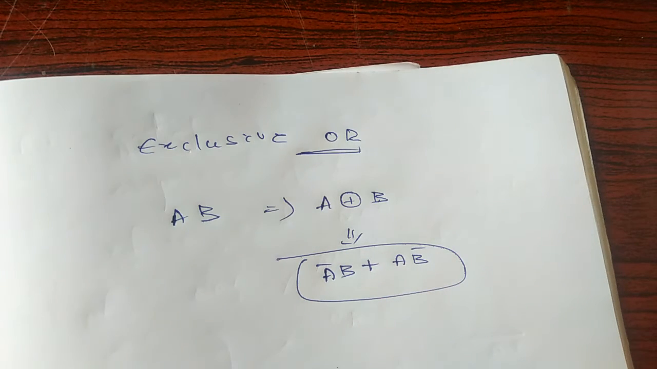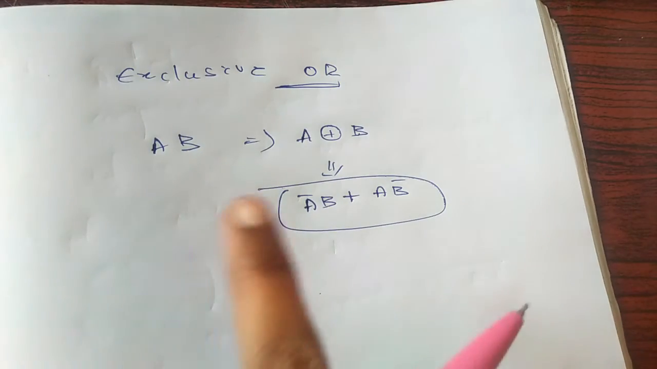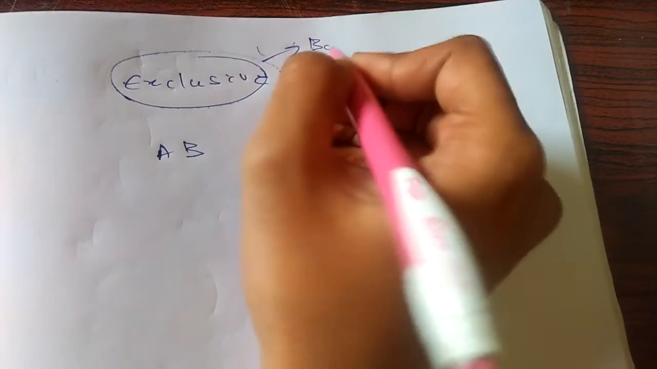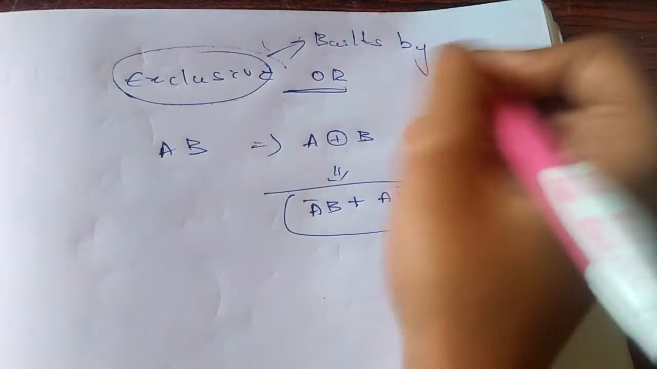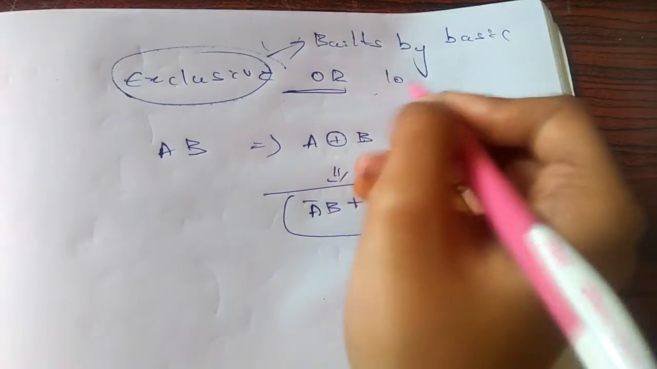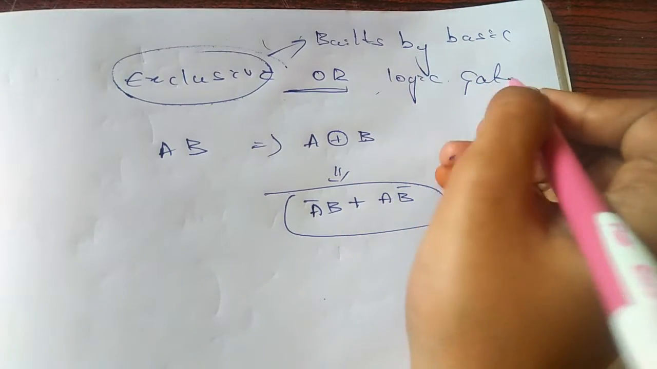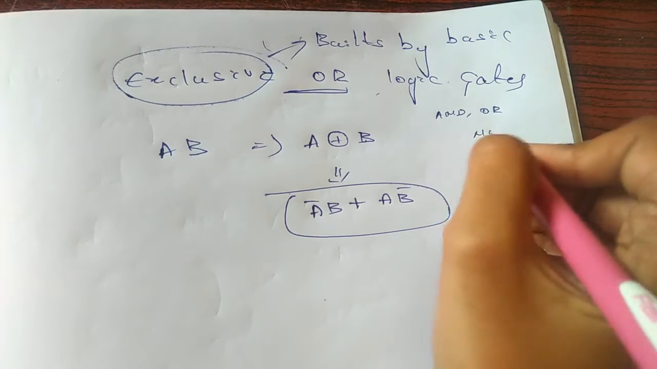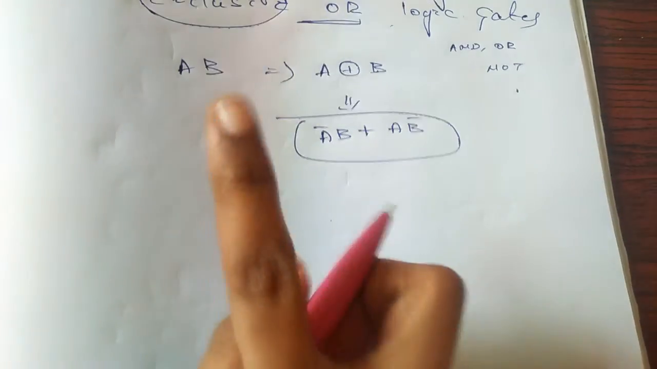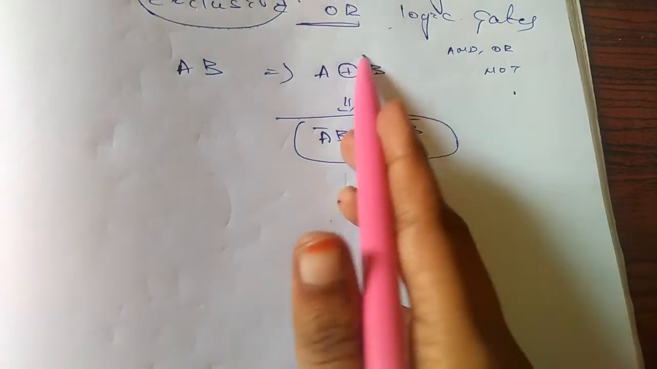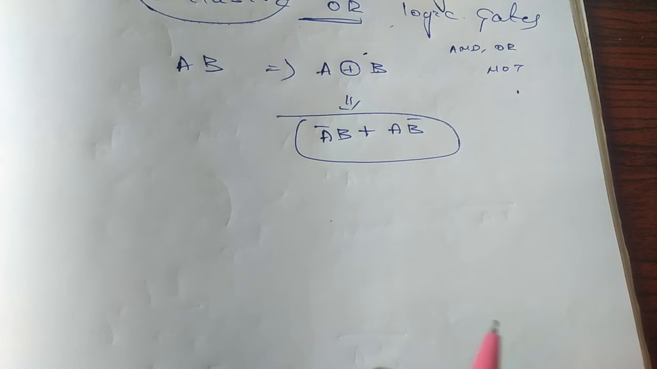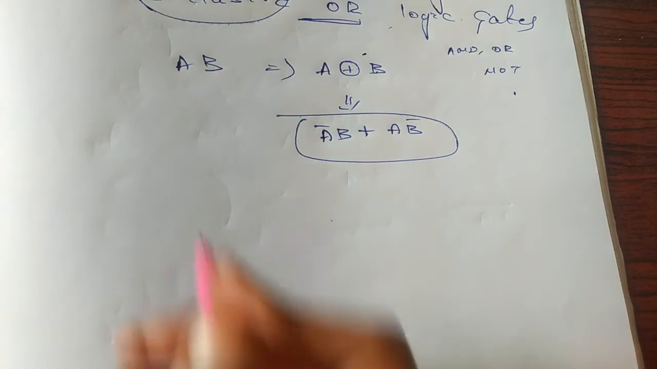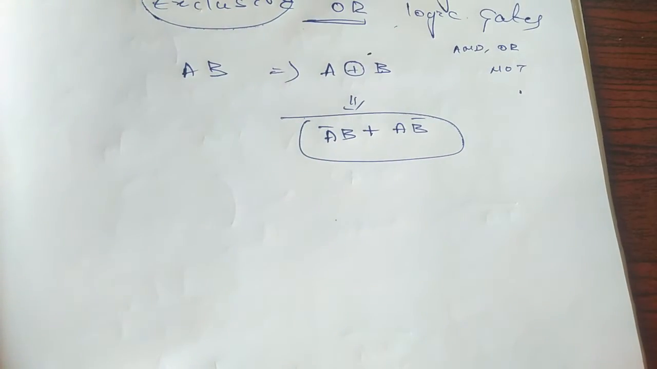I told you that the exclusive gates are built by basic logic gates. So what are the basic logic gates? AND, OR and NOT. So the exclusive OR gates can be built by AND, OR and NOT gates. Nothing but this is it.